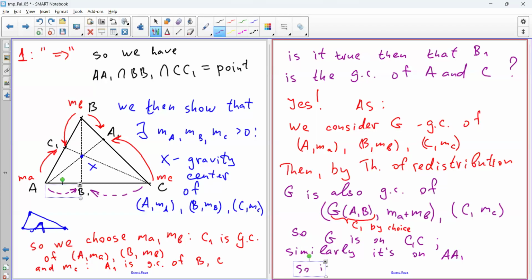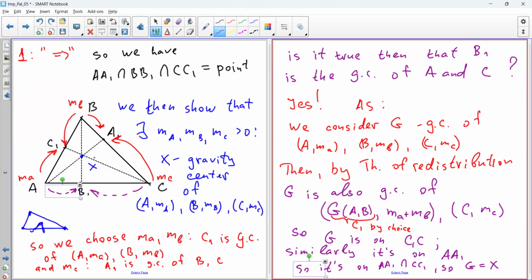So it's on AA1 intersected with CC1. It's on the common point of these two. So G is equal to X. That is how we just showed that these two conditions on the masses are enough to show that G, the gravity center of the entire thing, is actually coinciding with X.